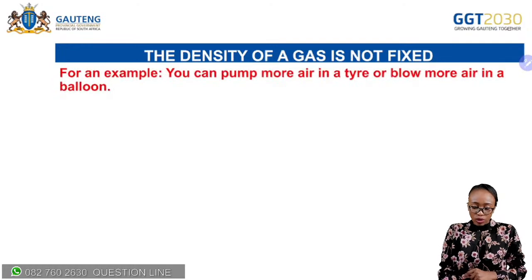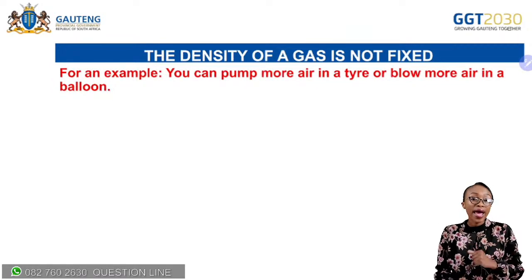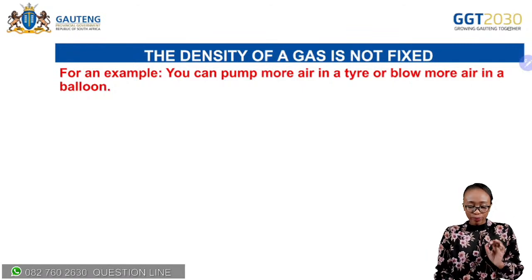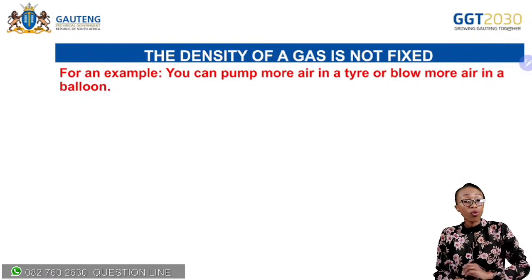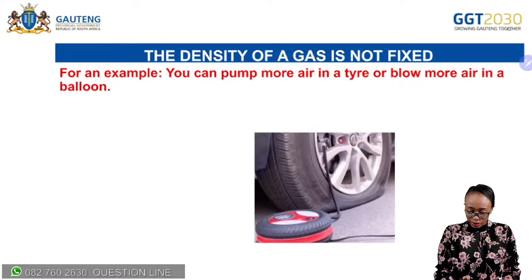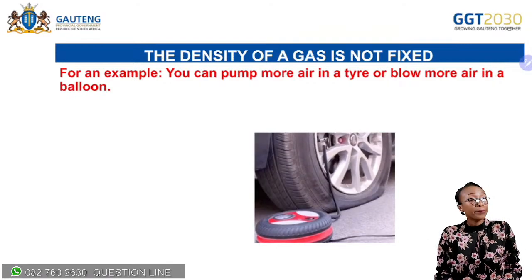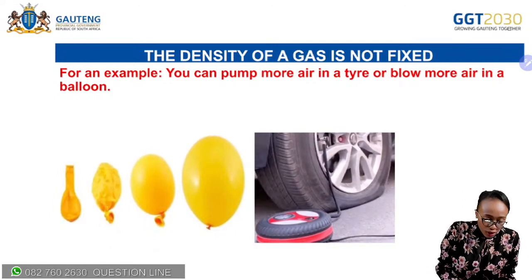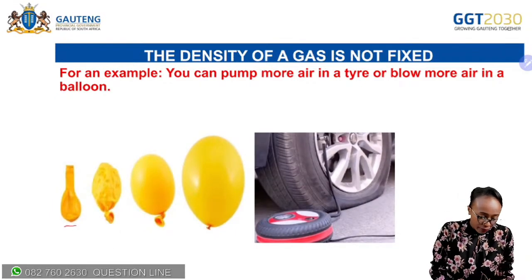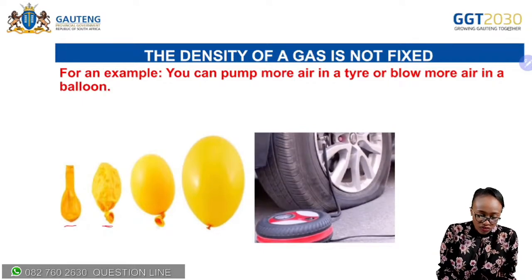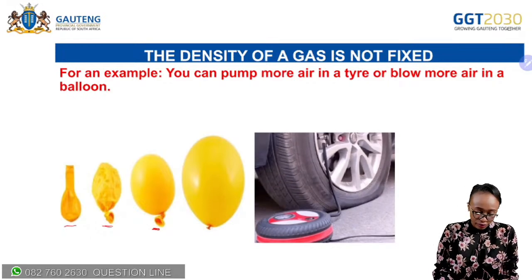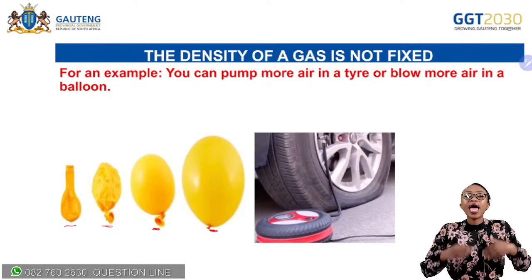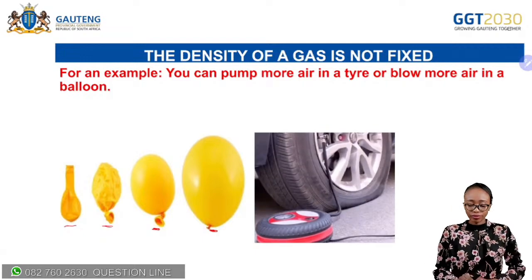Let's talk more. You can also pump more air into a tire and blow more air into a balloon. There are fewer particles in there, so you can actually add more and more. Look at this tire here. I can pump more and more air. And look at that balloon. It was empty here. After blowing in some air, and some more air, and there. You see, I can add more and more.